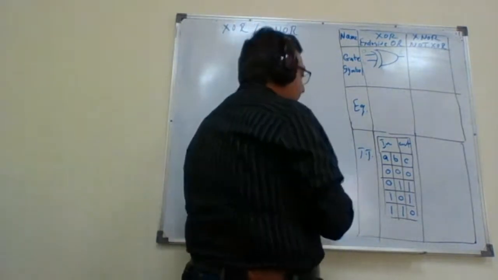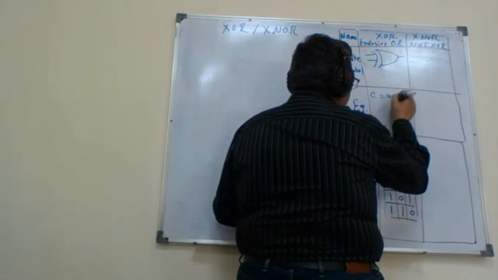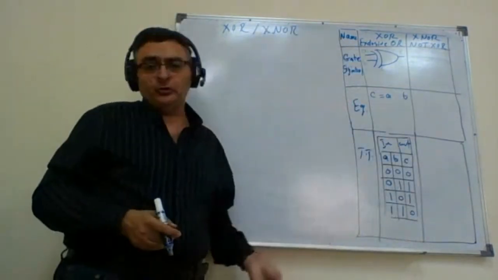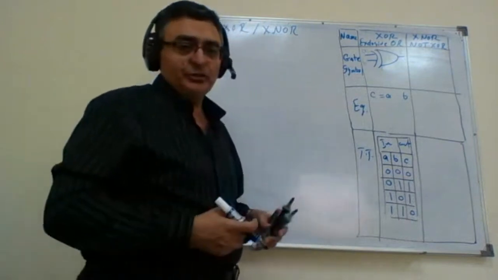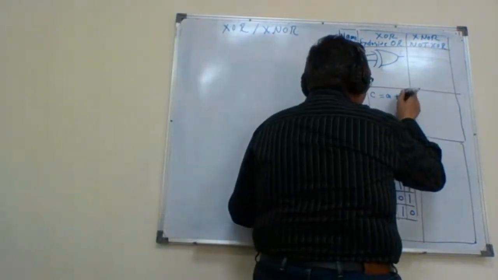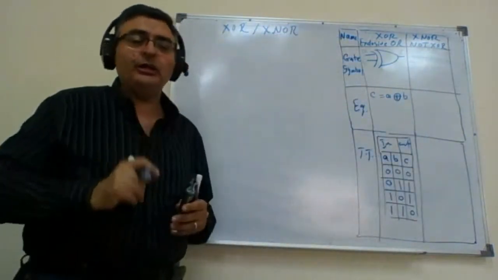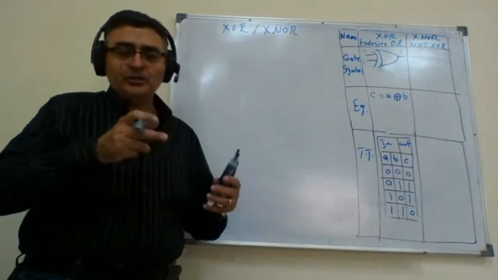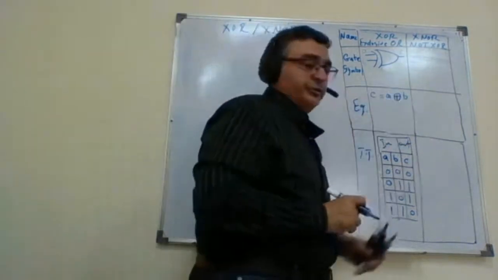Regarding the equation, again, here I have C equals A, B, and I need an operator. We use the plus for the OR. We use the dot for the AND. And since the XOR has similarity with the OR, we put a plus, but we add a circle around the plus to make it XOR, not an OR. The OR is just plus. The XOR is a plus surrounded by a circle.